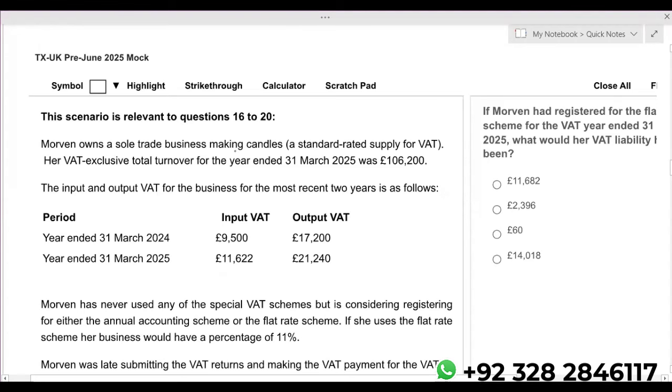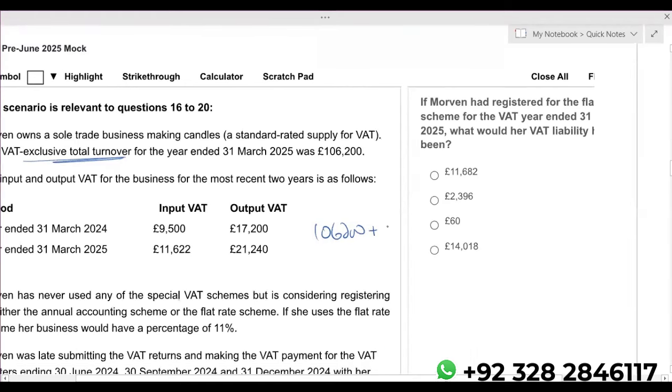Morven owns a sole trader business making candles, a standard rated supply for VAT. Her VAT exclusive total return is this. This is VAT exclusive, meaning without VAT. 1,06,200 plus we'll add VAT, 20% of this. If I take 20% of 1,06,200, it becomes 21,240.